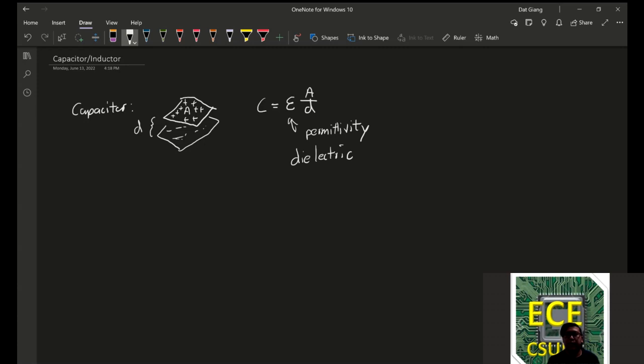Now, another related phenomenon is the inductor. Inductors come in all shapes and sizes, but usually their generic composition is a coil. When you run current through this, you generate an electromagnetic field that looks something like so. And this helps you store electromagnetic energy.